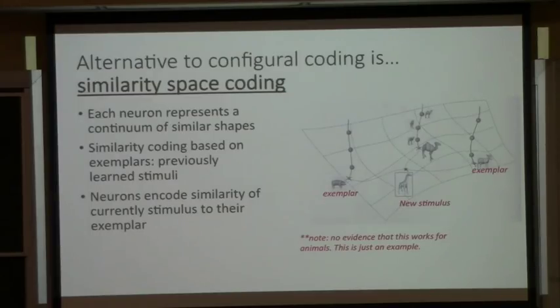So instead of configural coding, where each neuron represents a certain aspect, now you have a continuum that you're able to compare as similar shapes. This example is not actually super real. It's just a way to explain similarity space coding. It hasn't been proven with animals.